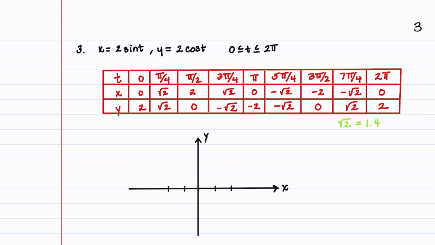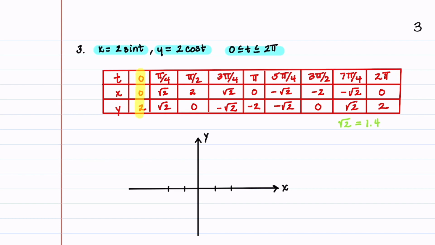Our third problem is a classic one where x is equal to 2 sine t and y is equal to 2 cosine t, and we're told that t ranges from 0 to 2 pi. To save time, I've included the values for t, x, and y in our table. These are computed just like we did in our first two examples. Let's now add these values to our graph.